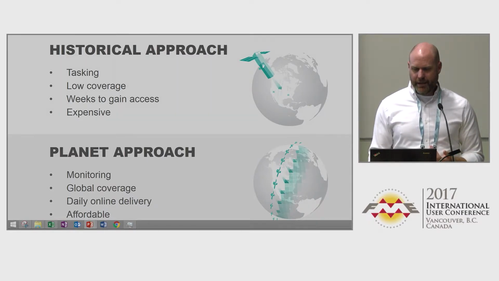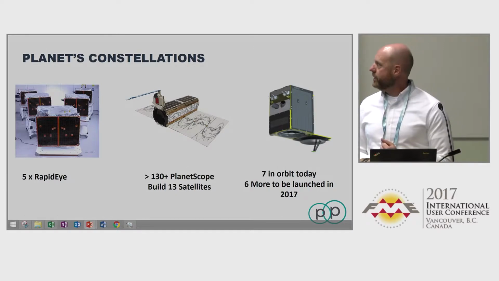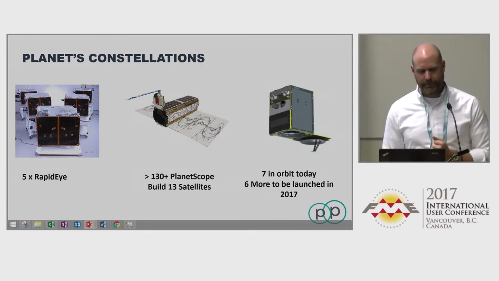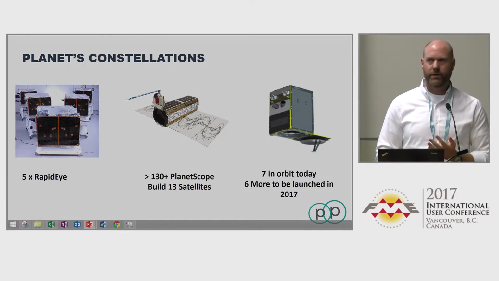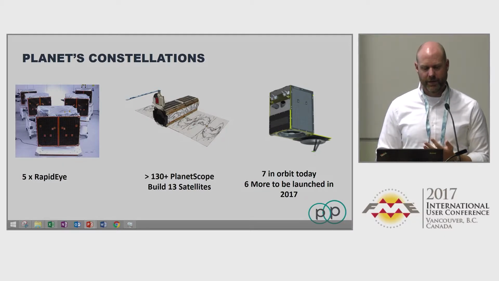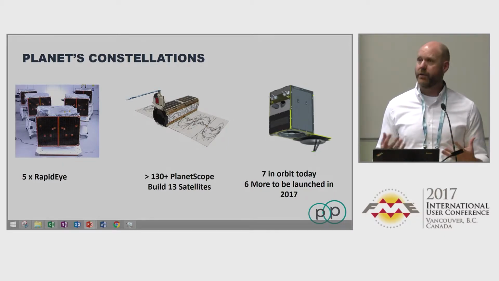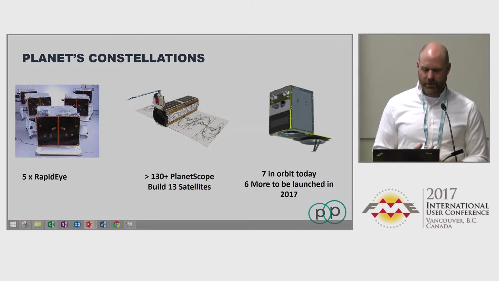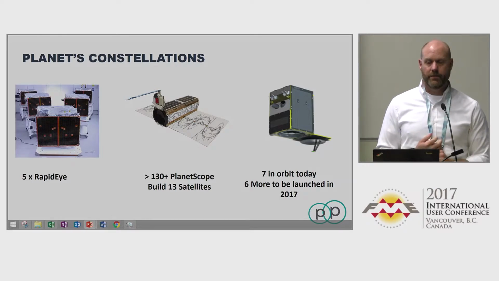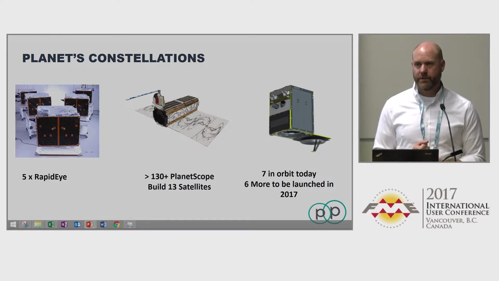So, in addition to our always-on approach, we've got three constellations that are providing data right now. We've got the RapidEye constellation, which has been around for some time. That was an acquisition that Planet made when we started to go commercial. And then we just acquired SkySat from Google, and that closed in April.